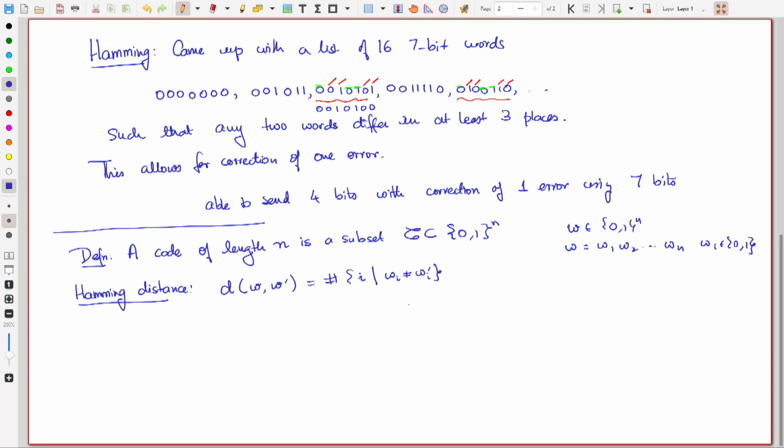So if one error has occurred, then the Hamming distance between the original signal and the transmitted signal will be 1. If two errors have occurred, then the Hamming distance will be 2, and so on. So this measures the number of changes you have to make to go from w to w prime.